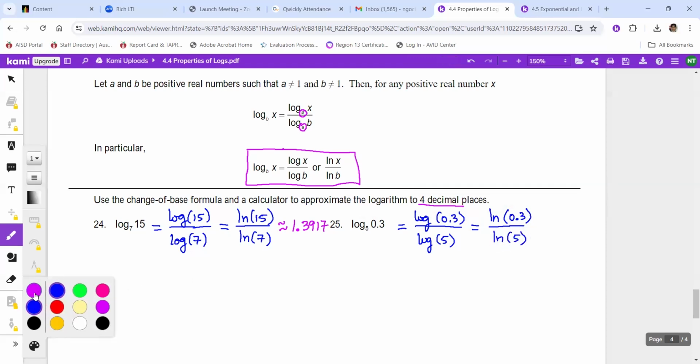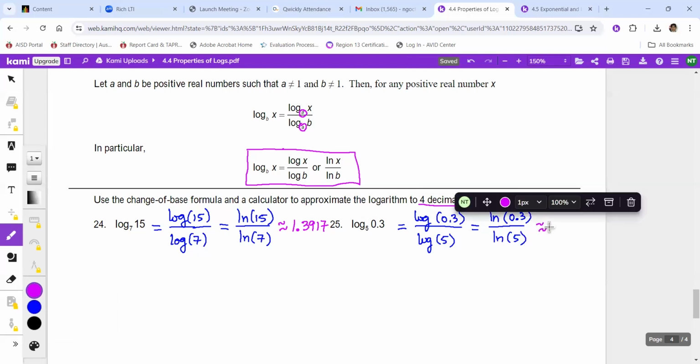Now put it in your calculator again, and make sure that both base 10 and base E give us exactly the same answer, which is a negative number. Negative 0.7481.